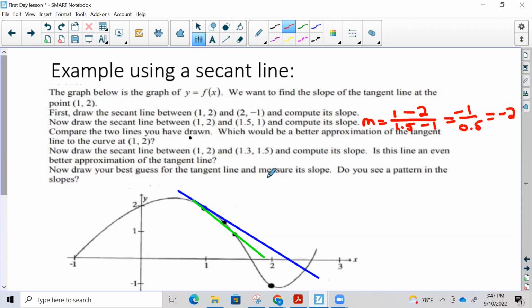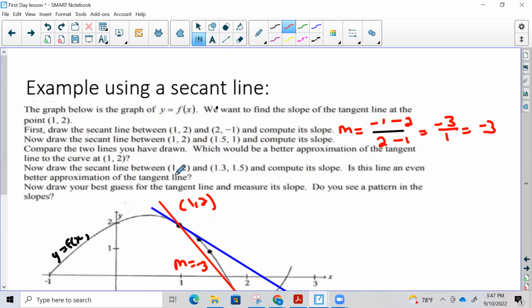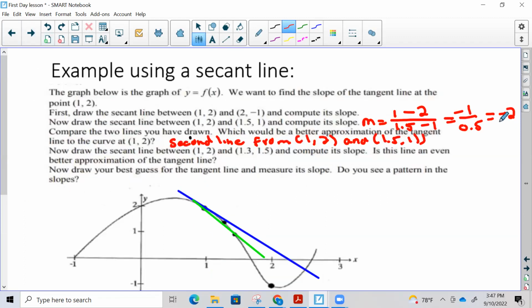Okay. So it says compare the two lines you drew, which I did before, which would be a better approximation of the tangent line to the curve at (1, 2). And it would definitely be the second line, from (1, 2) to (1.5, 1). You can tell again, this slope looks much closer to the blue line than this red one. So -2 is a better estimate than -3.